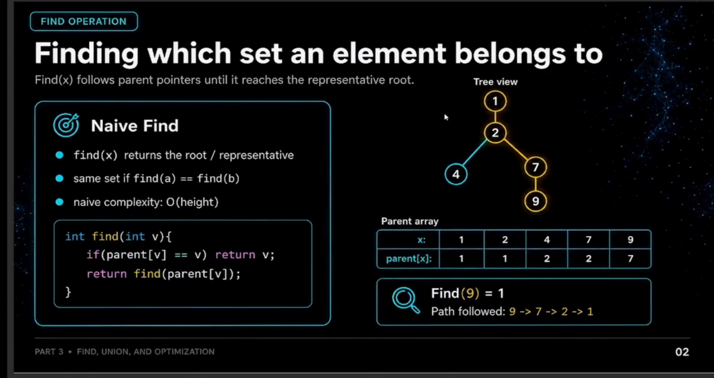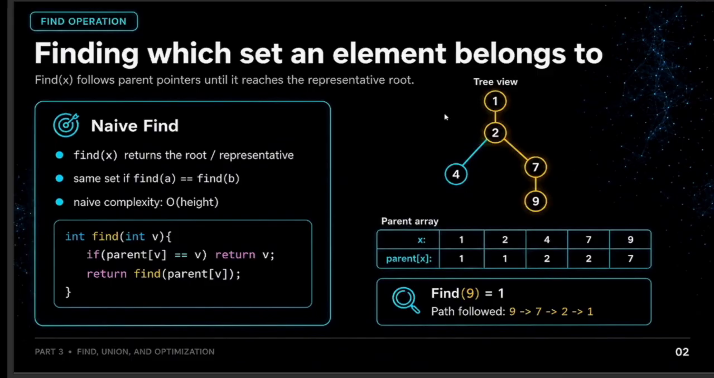Find operation. Let's start with the find operation. Every element in a DSU belongs to a set, and each set is represented by a root node, kind of like a team captain. The find operation answers one question: which root does this element belong to? It works by following parent pointers up the tree until it reaches a node that points to itself. That's the root. It is done here in this recursive call. Two elements are in the same set if and only if their find results are equal.